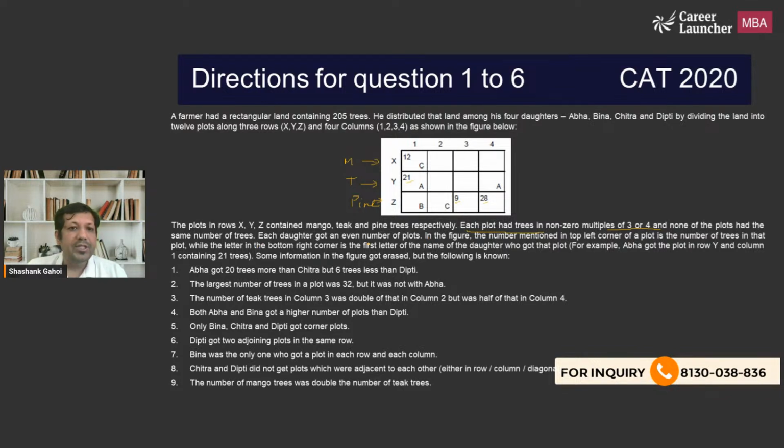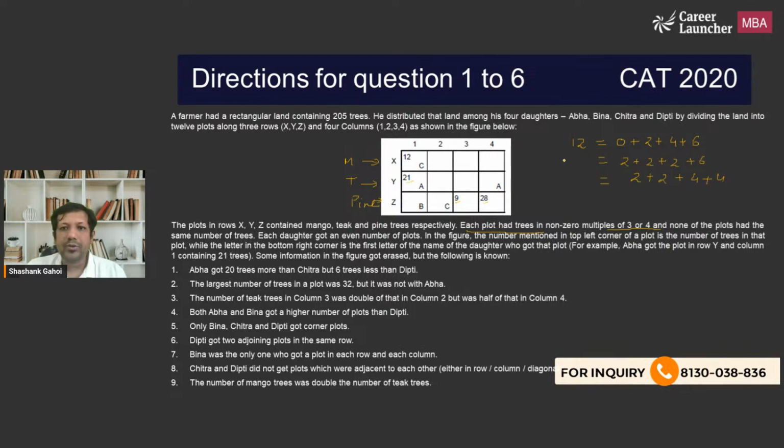Okay. Each daughter got even number of plots. So there are 12 plots and there are 4 people. So basically how can I break it? I can break it as 0, 2, 4, 6. That can be one arrangement. The second arrangement can be 2, 2, 2, and 6. Third arrangement can be 2, 2, 4, 4. There is no other possible arrangement.